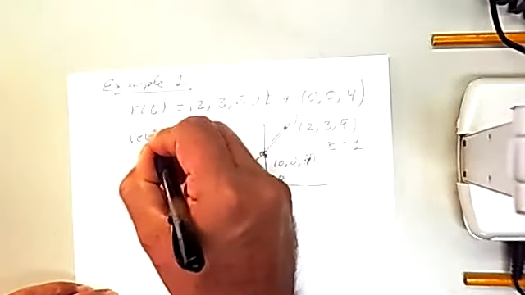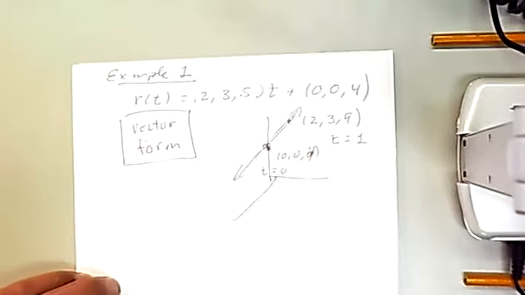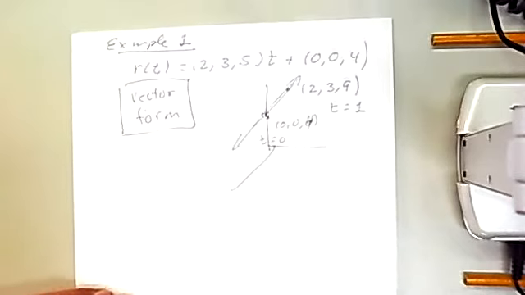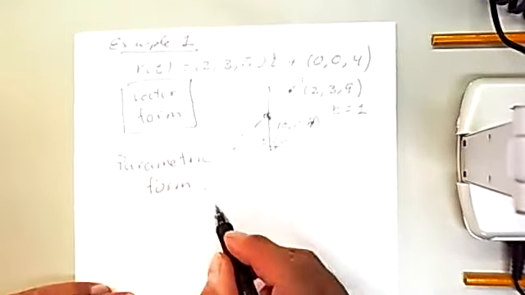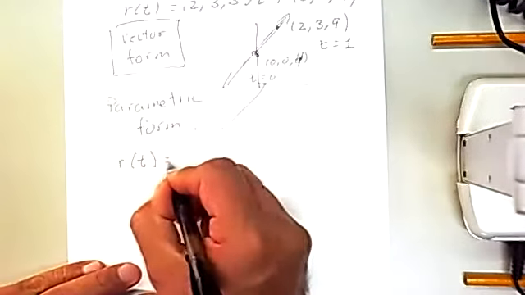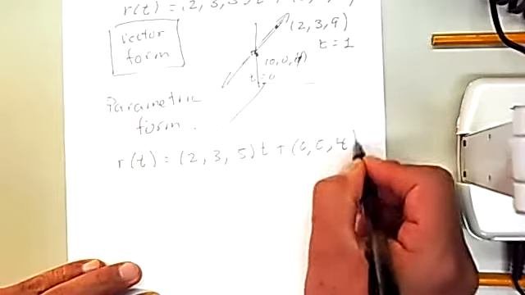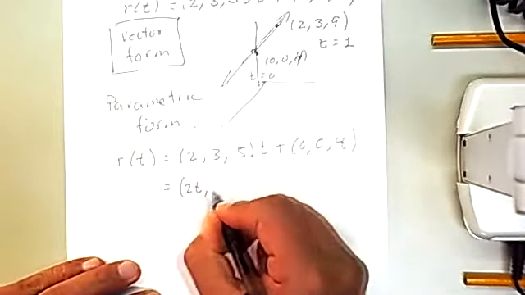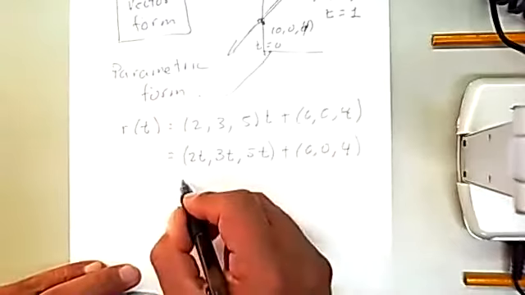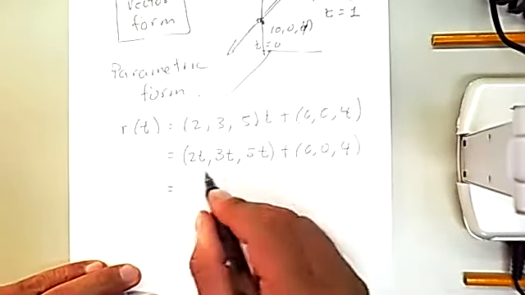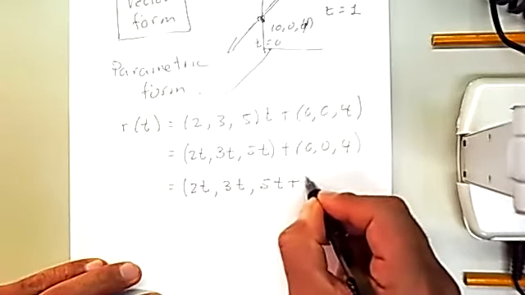So this is the equation of the line in a vector form. This is the vector form of the equation of the line in 3D, but we can have a parametric form. So let's rewrite r of t again: 2, 3, 5 t plus 0, 0, 4. Multiply through the t, and we have 2t, 3t, 5t plus 0, 0, 4, which means that when we add those two vectors, we end up with 2t, 3t, and 5t plus 4.